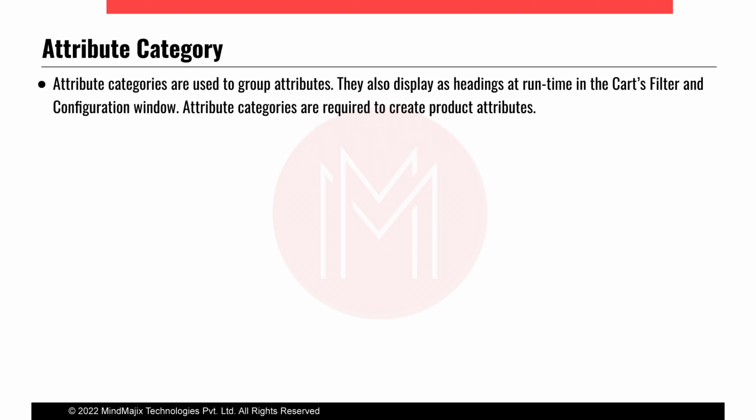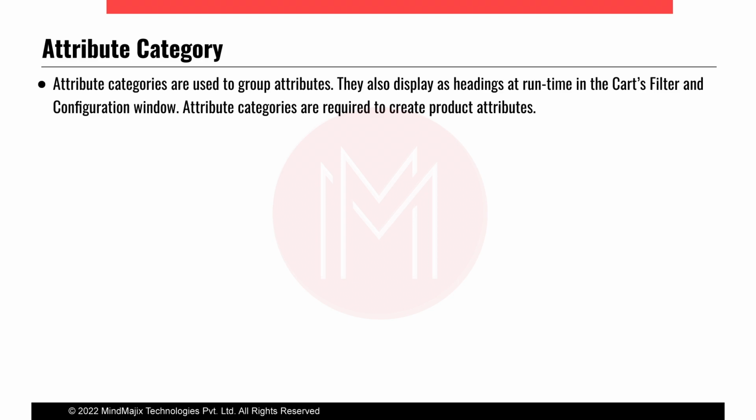Now, what is attribute category? It is used to group the attributes. For example, we have color and capacity. These can be grouped together under an attribute category, something like mobile attributes or mobile specifications. So that is the attribute category.